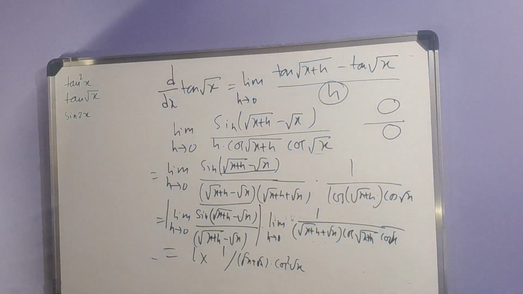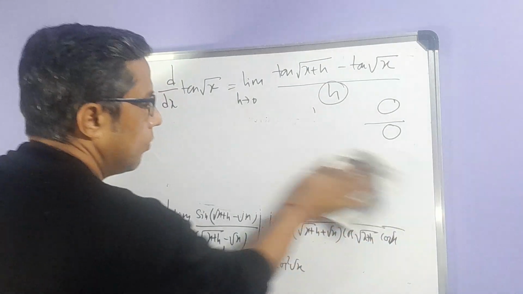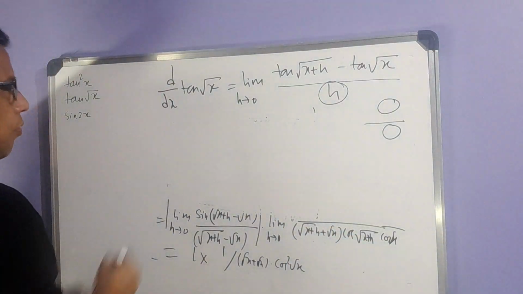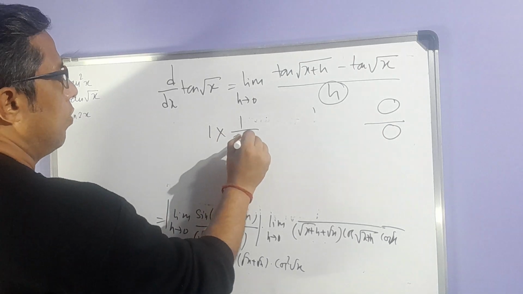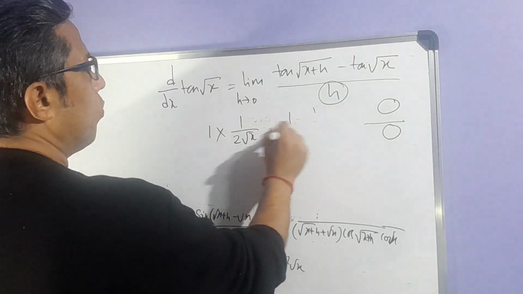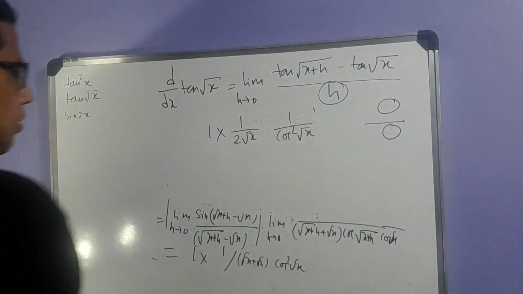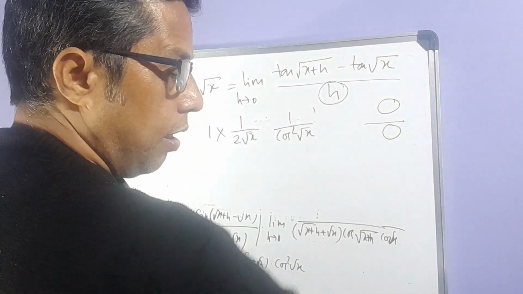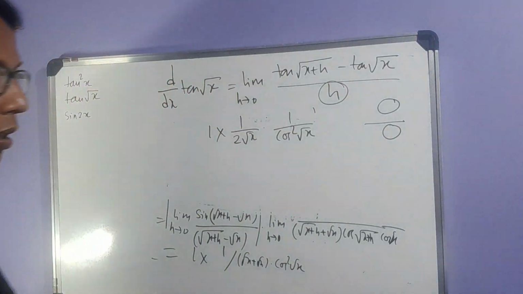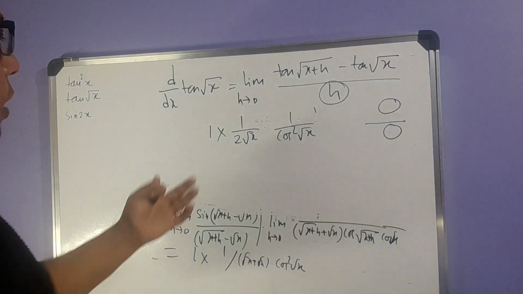That's it. So we are almost done. Our answer is coming like 1 into 1 by 2 root x and 1 by cos square root x, right? So we are getting this answer. That's it, 1 by 2 root x, and we are very near to the solution. Our answer is ready. This is our answer.